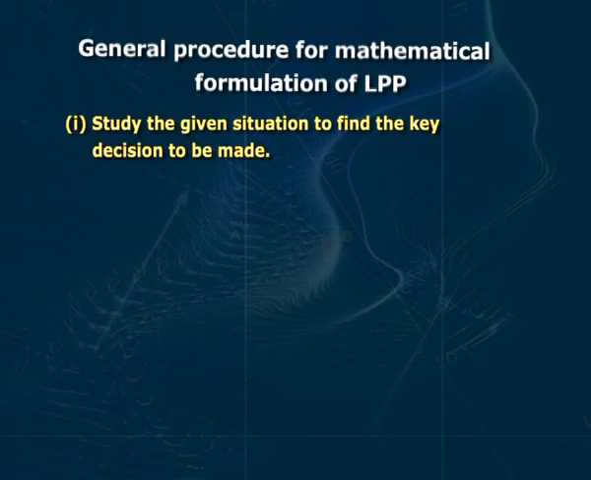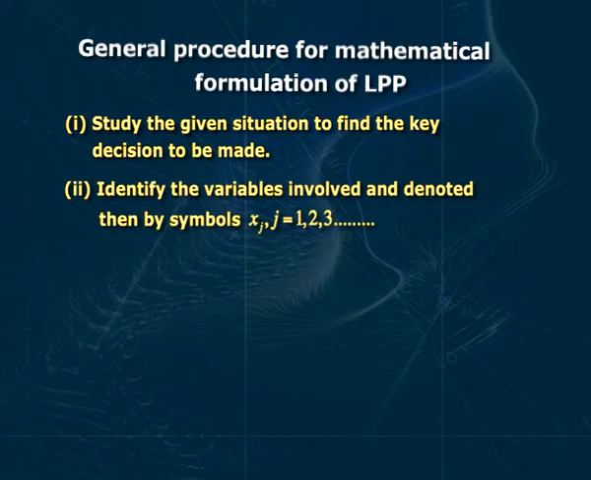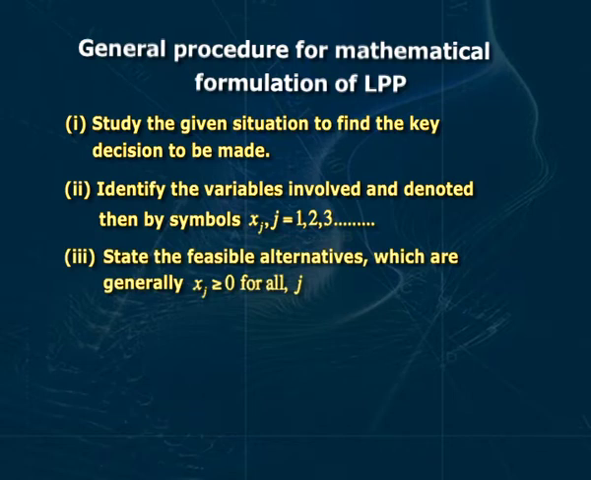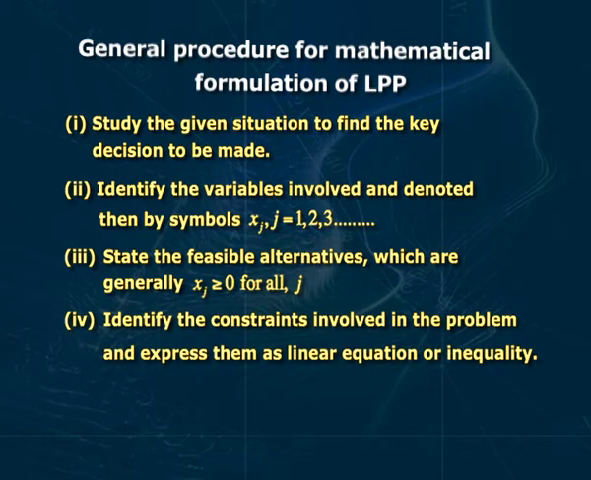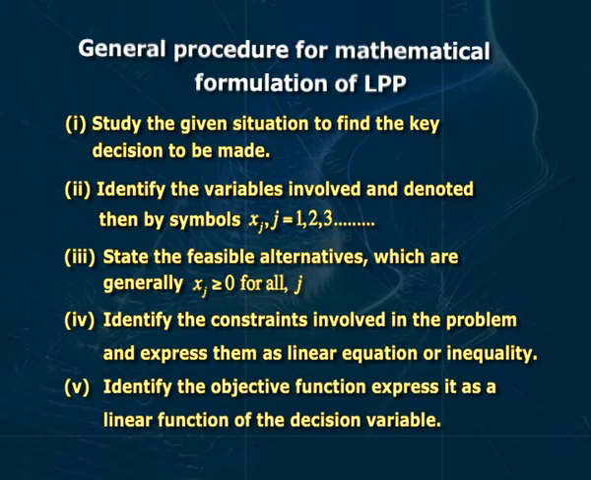Number 1, study the given situation to find the key decision to be made. Number 2, identify the variables involved and denote them by symbols xj, where j takes values 1, 2, 3, and so on. Number 3, state the feasible alternatives, which are generally xj greater than or equal to 0 for all j. Number 4, identify the constraints involved in the problem and express them as linear equations or inequalities. Number 5, identify the objective function and express it as a linear function of the decision variables.